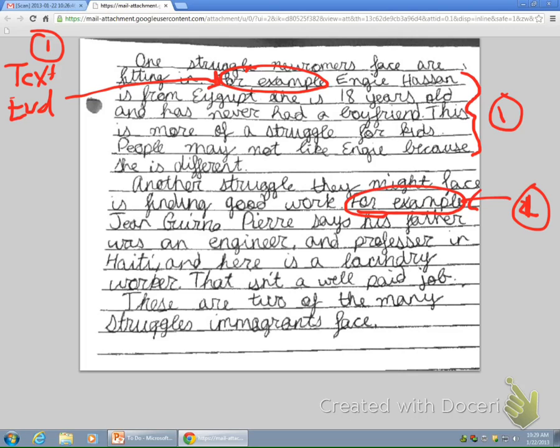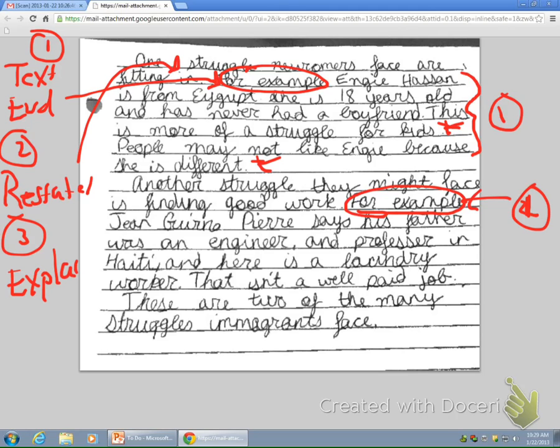Something else? She restated. Absolutely. If you look right here, one struggle newcomers face is fitting in. Okay, perfect. She restated. A third thing she did well: she explained her answer. So right here, this is more of a struggle for kids. She says this is more of a struggle for kids, so she explains. People may not like it because she's different, like the last sentence. Okay, so she explains.